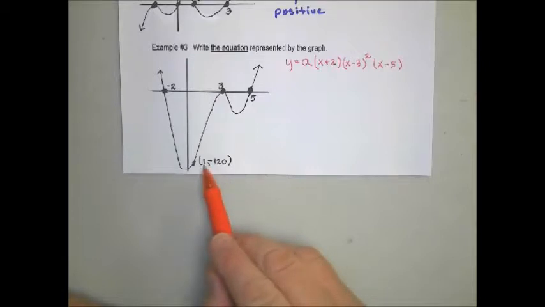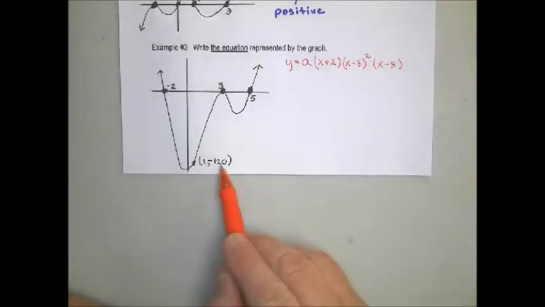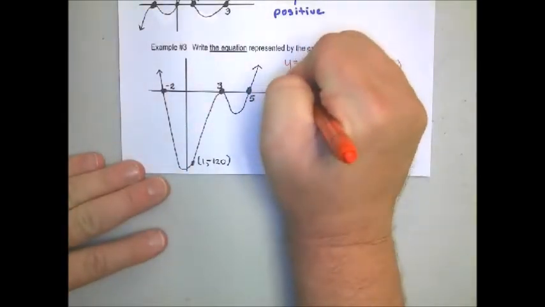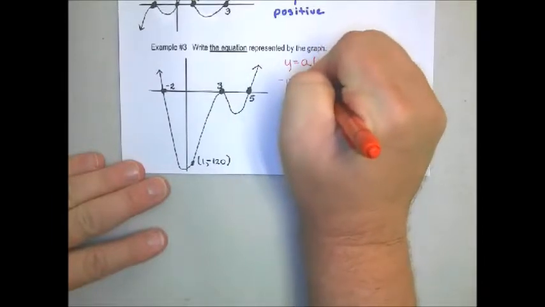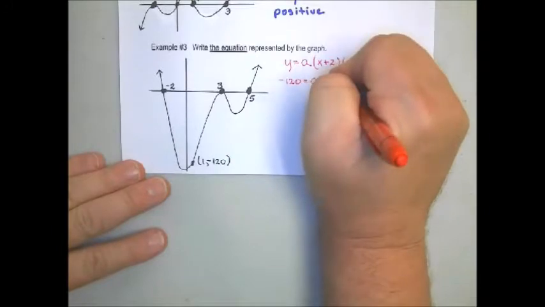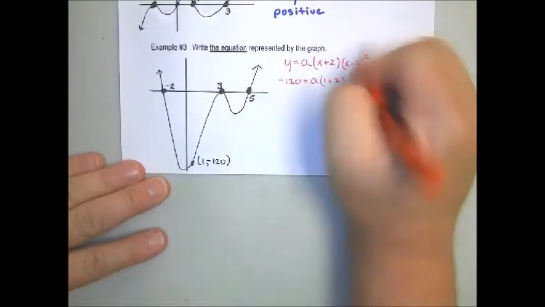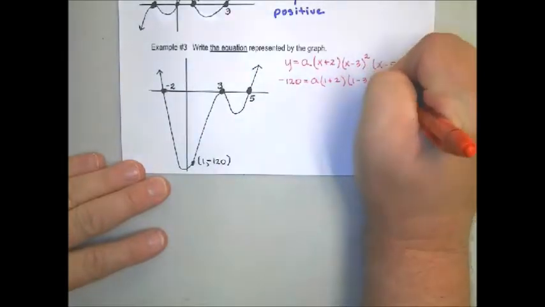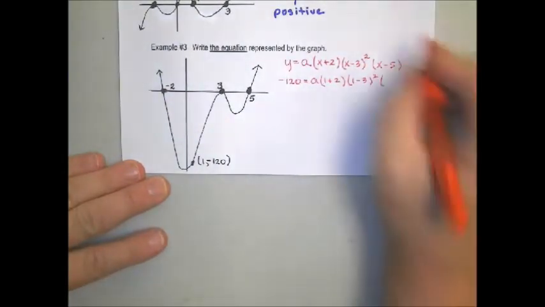Now here's where that other point comes into play. We know that when x equals 1, the y value is negative 120. So that's what we're going to do. We're going to plug in this known information. y equals negative 120 when the x value is 1. So I'm just going to substitute 1 plus 2, 1 minus 3 squared, and 1 minus 5.